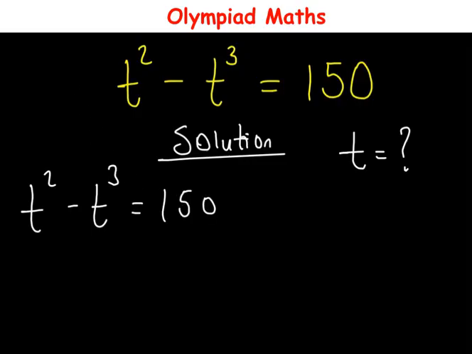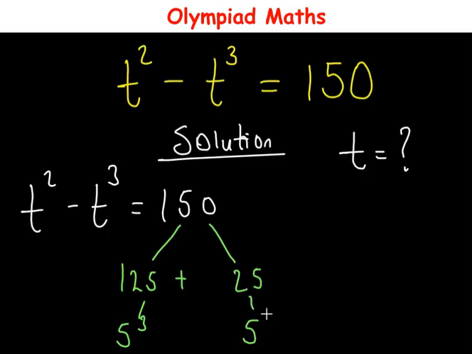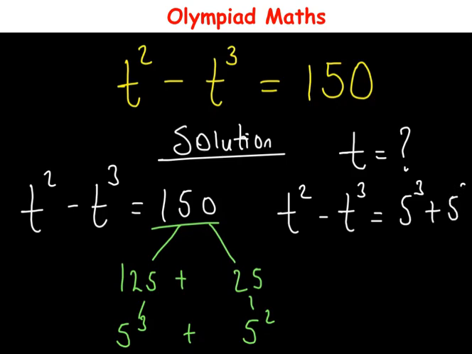Now what we are going to do is this. We're going to split this 150. We're going to have it as 125 plus 25. And right here, we can write 125 as 5 raised to power 3, and also write 25 as 5 raised to power 2. So instead of writing 150, we'll bring in 5 raised to power 3 plus 5 raised to power 2. So this then becomes t raised to power 2 minus t raised to power 3 is equal to 5 raised to power 3 plus 5 raised to power 2.